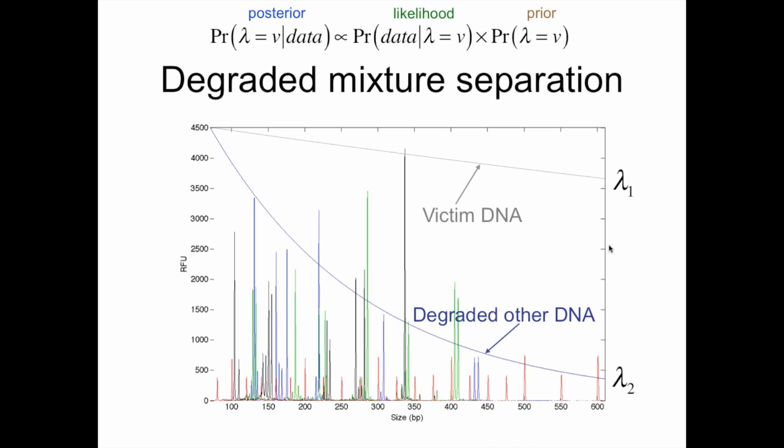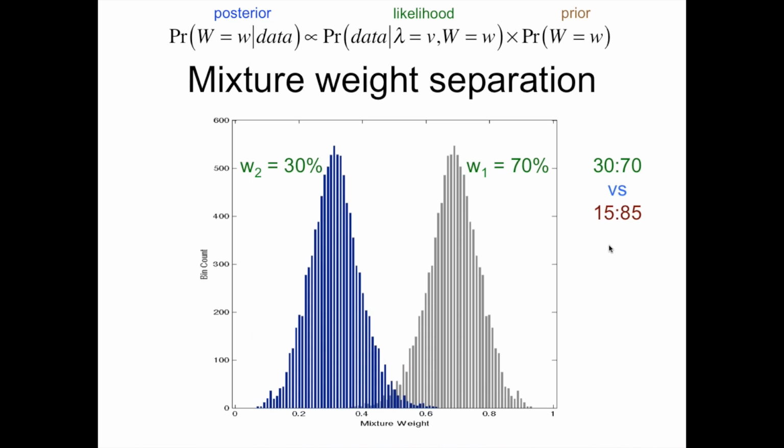And in this case, the way TrueAllele separated the DNA is that the victim's DNA, shown in gray on top, was not terribly degraded, and there's a parameter lambda 1 that the computer inferred as a probability distribution. And the blue curve shown on the bottom showed a much sharper decay, and this was the other DNA that was present that was not the victim, and its decay factor was much greater. And the computer was able to separate out these decay curves and estimate lambda 1 and lambda 2. That resulted in a mixture weight separation.